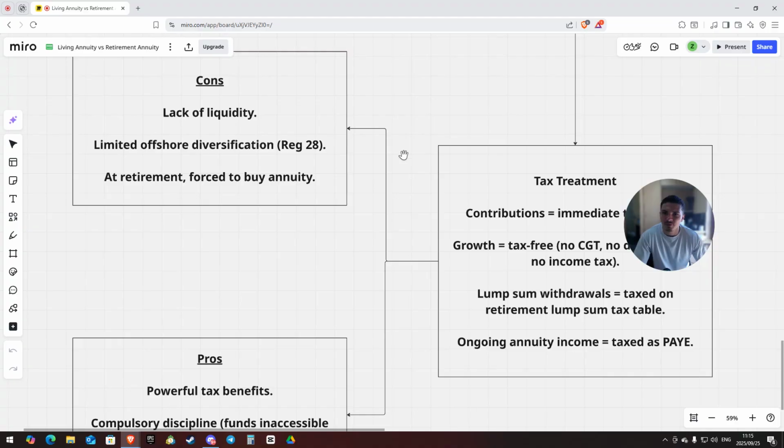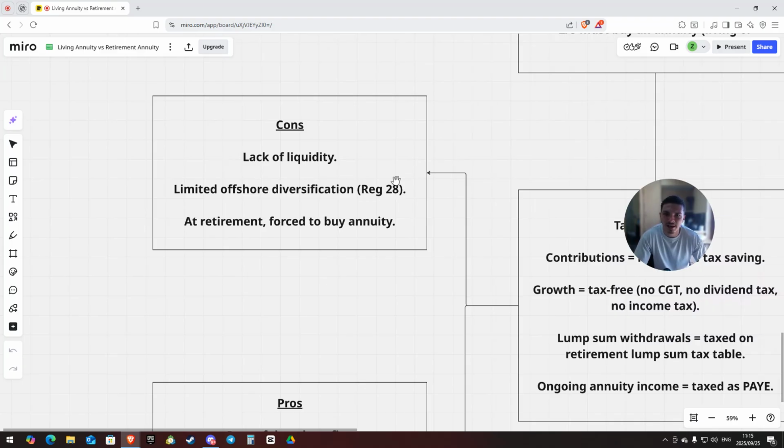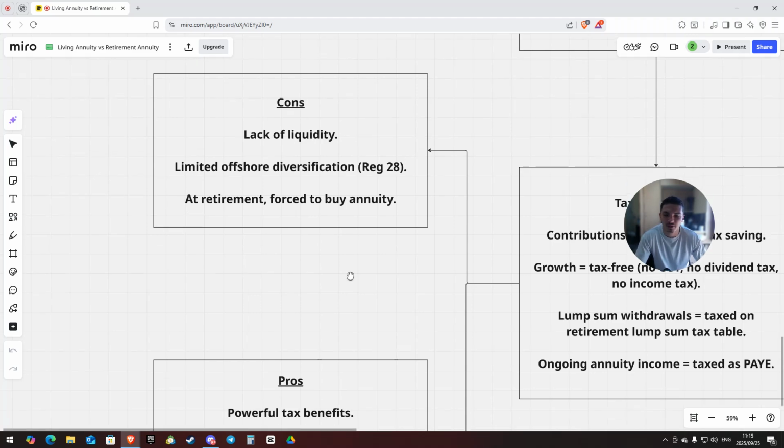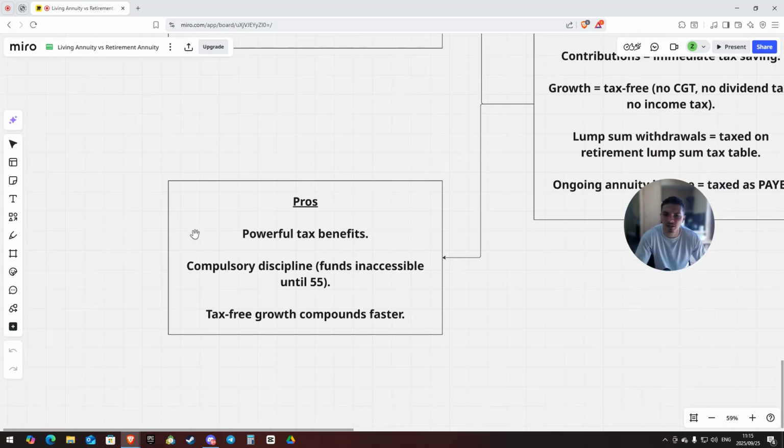Okay. Now, some of the cons and pros with regards to a retirement annuity: lack of liquidity. Of course, you can only withdraw it when you're 55 years old. Limited offshore diversification, as spoken about in Regulation 28. And then obviously at retirement, you're forced to buy an annuity.